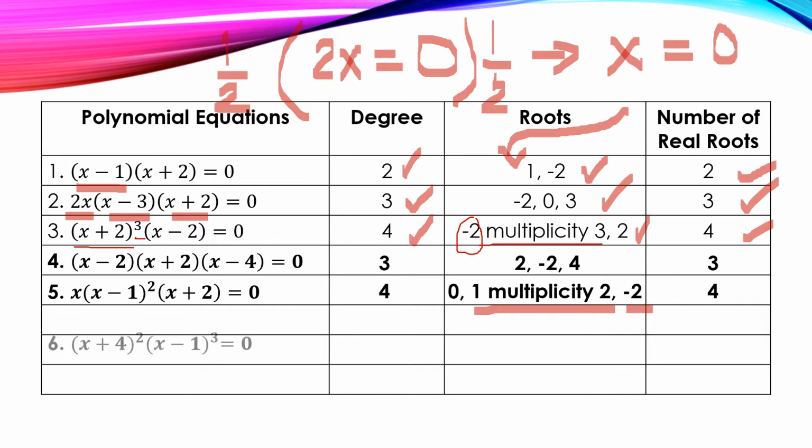Okay? Next, number 6. You have x plus 4 squared. And then you have x minus 3 cubed. So, ang degree natin is, correct, that is 5. 2 plus 3, 5.